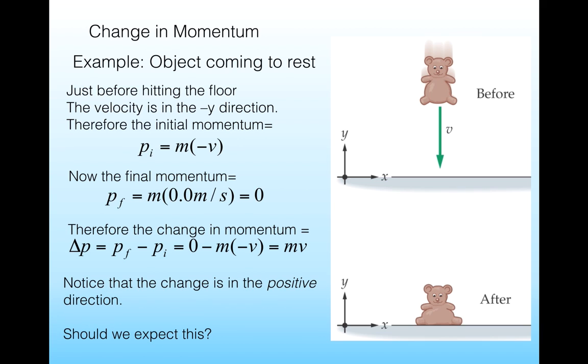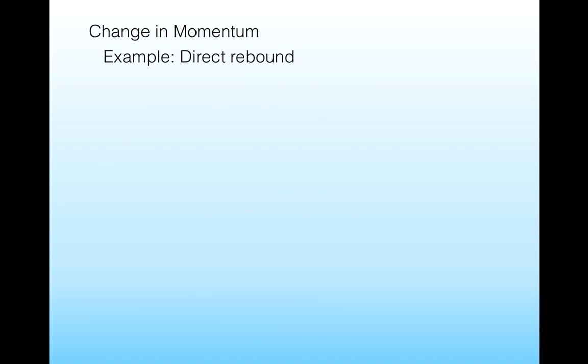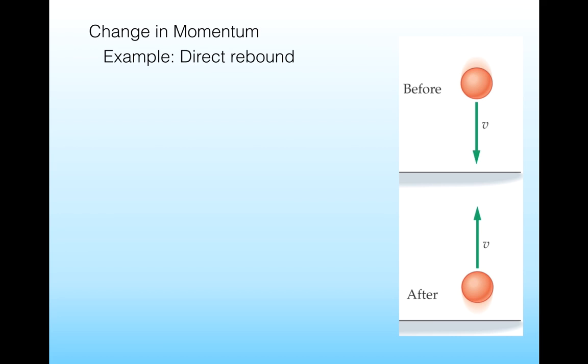So, interestingly, in this example, you notice that the change in the momentum is actually in the positive direction. And we have to think, should we expect that? And that makes sense because initially this object was moving with a negative velocity, and then it becomes 0. That means it must have gained momentum. So it gained a momentum of mv. That makes sense. Let's do another example also of an object dropping.